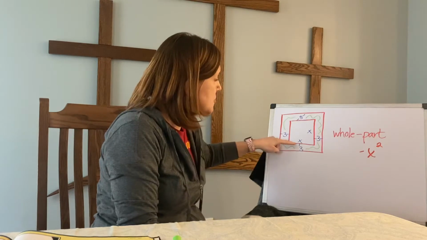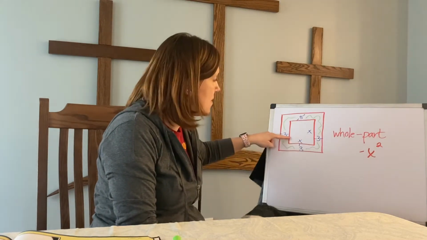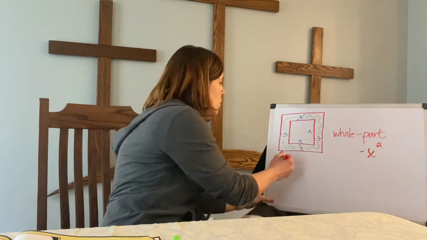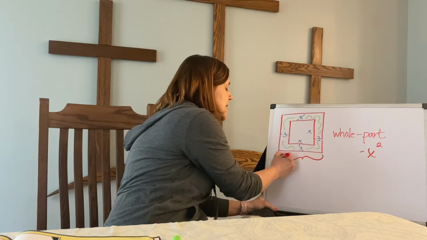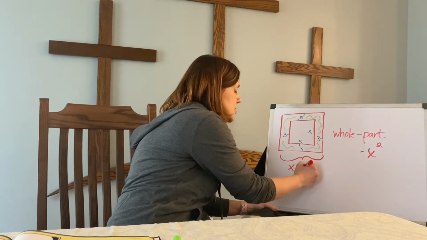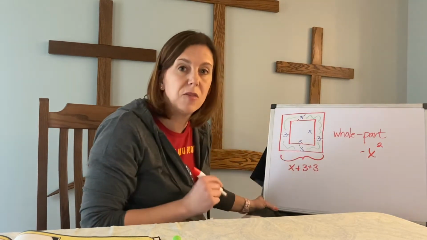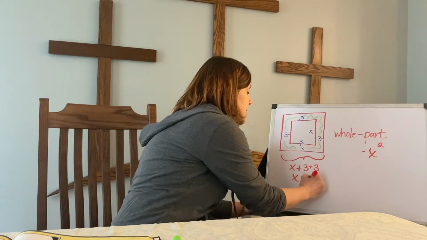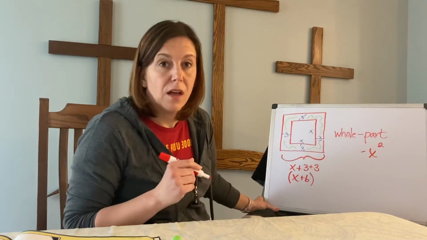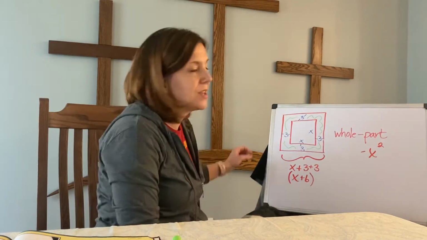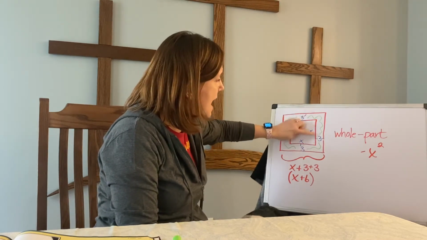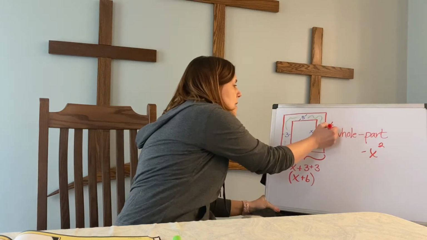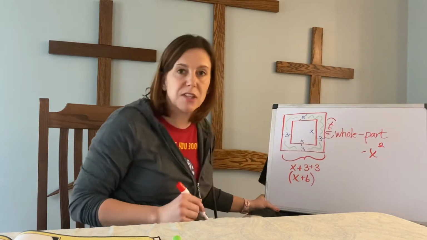So if I know this measurement is x, and I know this is 3, I also know this is 3. So one dimension is x plus 3 plus 3, because there are 3 feet on either side of it. So that tells me that it's actually x plus 6. Well, I know I'm dealing with a square, but I can also tell that from looking at a picture. Again, I have x plus 3 plus 3, so this part is also x plus 6.